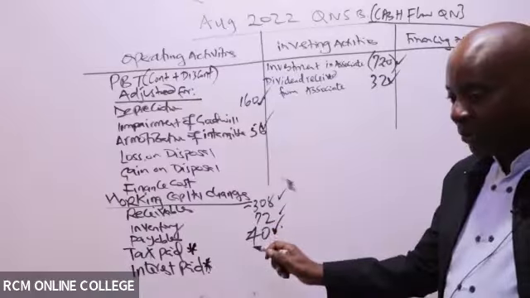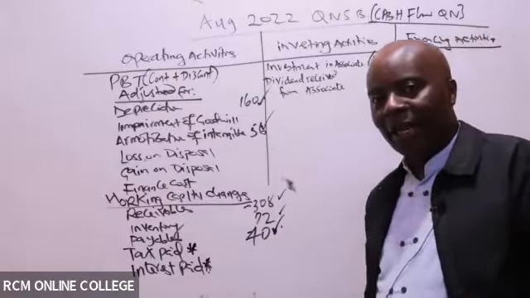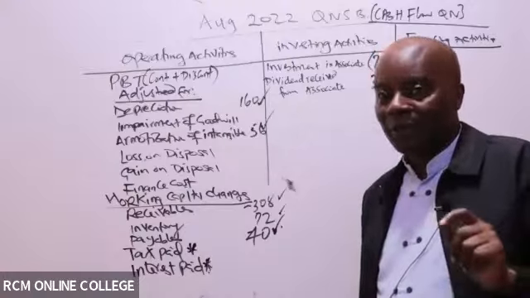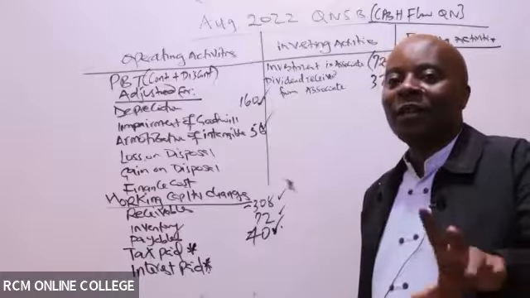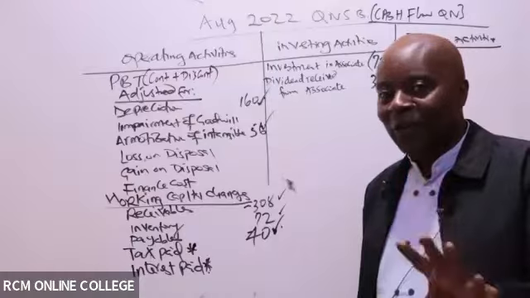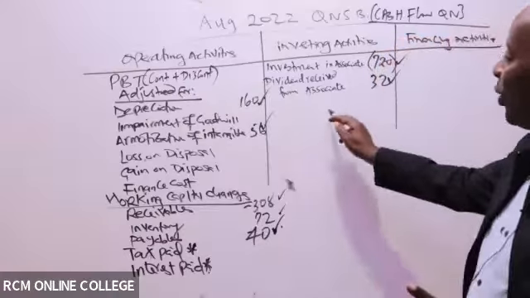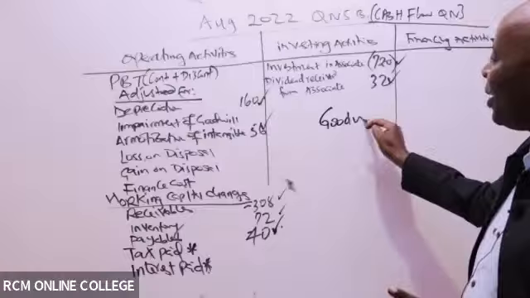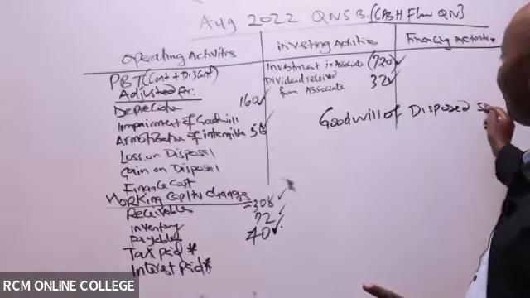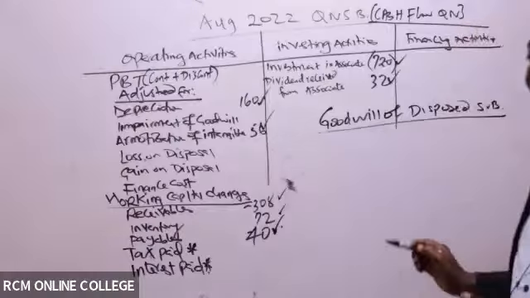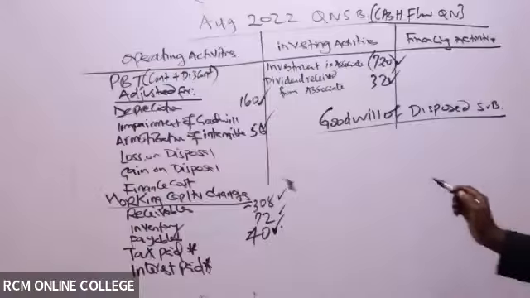Then we compare notes. For now, because I can see time is not on our side, we have a subsidiary that has been disposed. Whenever a subsidiary is disposed or acquired, you must give us its goodwill. Allow me to do these two workings, which are very key. So please come and give me goodwill of the disposed subsidiary.